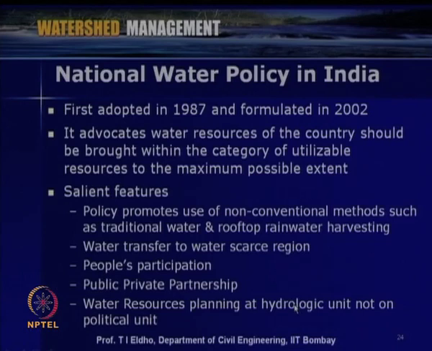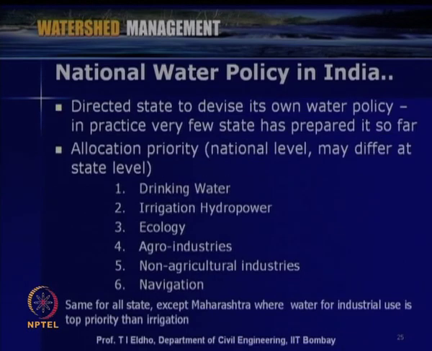Then water resource planning at a hydrological unit, not on a political unit, like the village level or the block level or district level, but as we discussed, it should be at a scientific level, like a watershed scale or a hydrological unit. That was one of the important aspects of this national water policy, which was formulated in 2002. Then also this national water policy directs the states to devise their own water policy in practice.